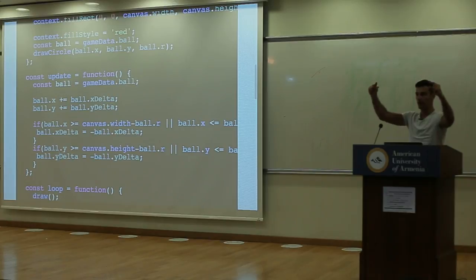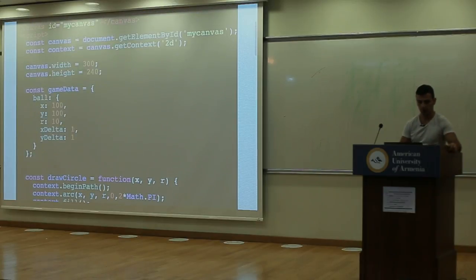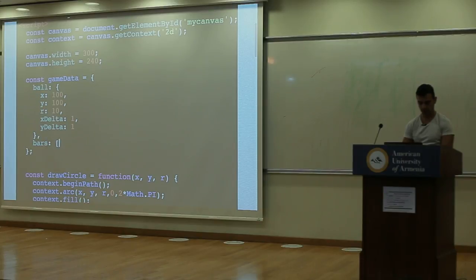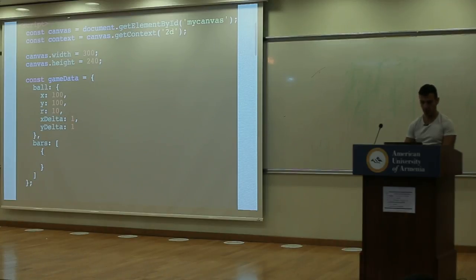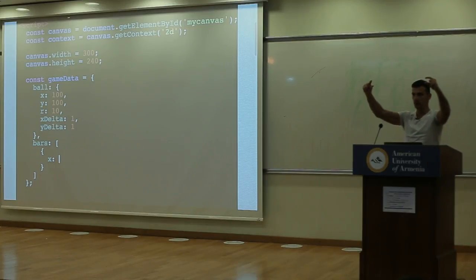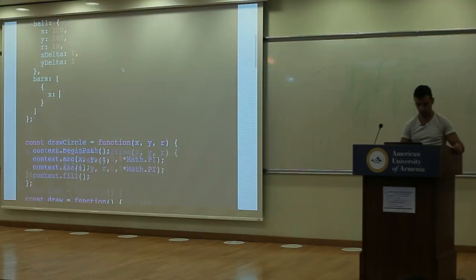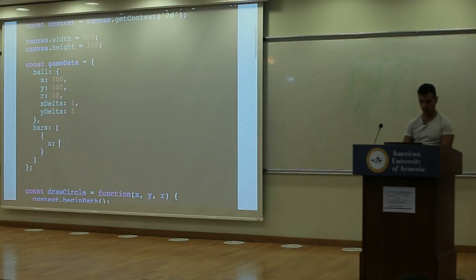Okay, so now let's add a platform. Let's add a little bar at the top. Let's call those bars. I'll have a list of them, but for now let's just put one item in there. Okay, a bar needs to have a location. Where should we put the bar? So the bar is just going to be like a rectangle. I wanted to put it somewhere like here in this area. Where would that be?